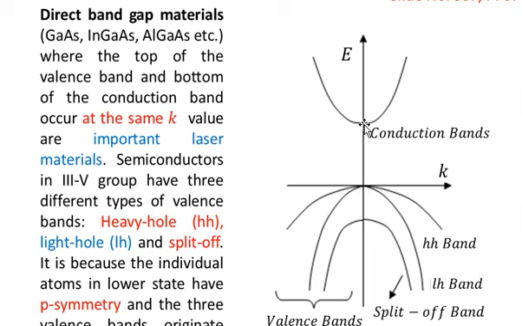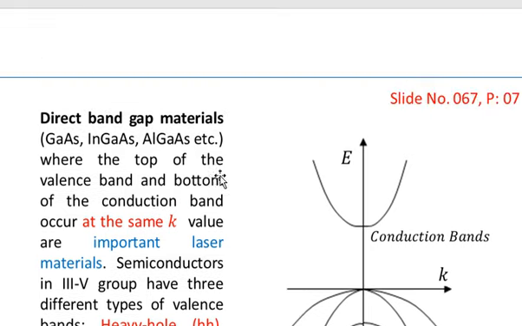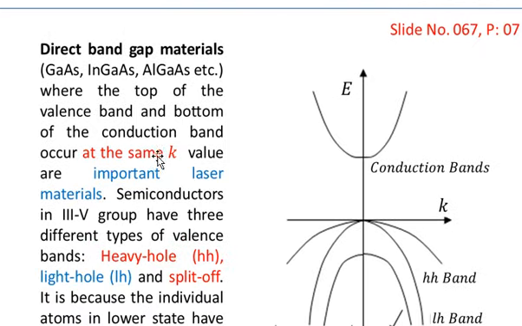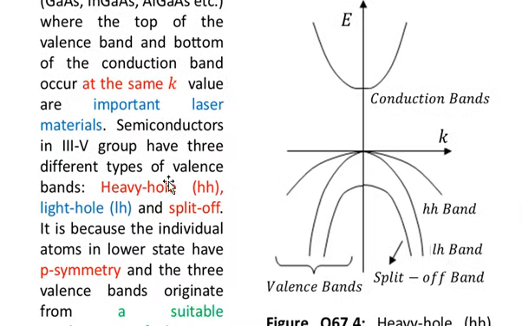If you extend the center of the conduction band downward, it will meet the axis at k is equal to 0. So for those materials in which the conduction band and the valence band have the same k value, of course such materials are called direct band gap materials. So let me read again. Gallium arsenide, indium gallium arsenide, aluminium gallium arsenide, etc., where the top of the valence band and the bottom of the conduction band occur at the same k. In this case, you see that k is equal to 0. At the same k value are important laser materials.